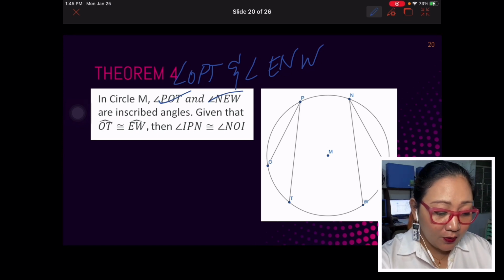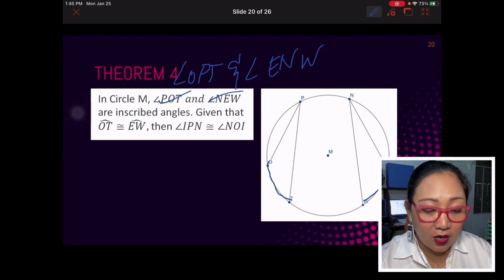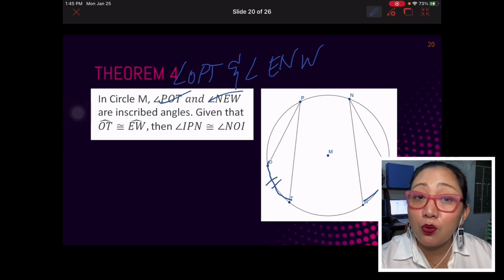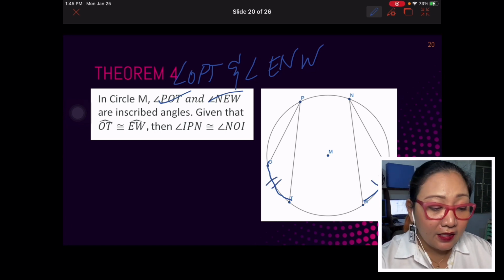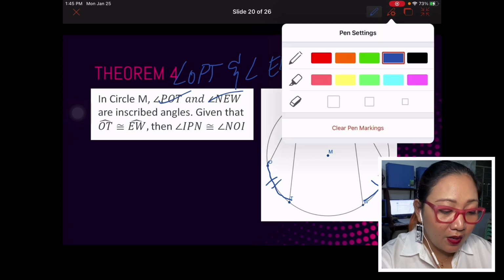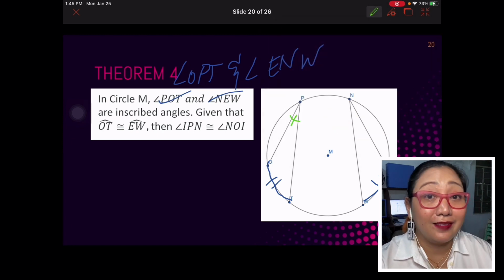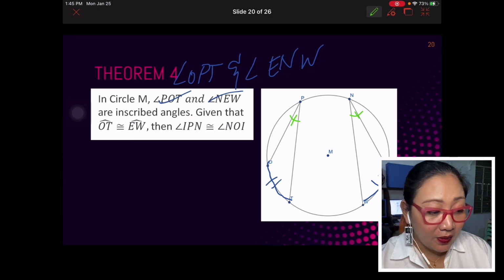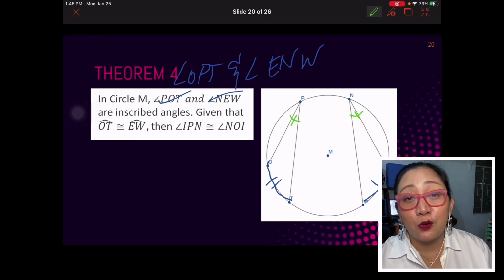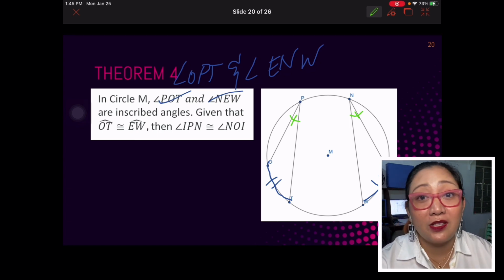And then, we also have your arcs. Si arc OT at saka si arc EW. Now, if you are given that these two arcs are congruent, then yung kanilang mga angles din po ay congruent din. Okay? Pero kailangan yung arcs nila ay congruent para maging congruent din yung angle.